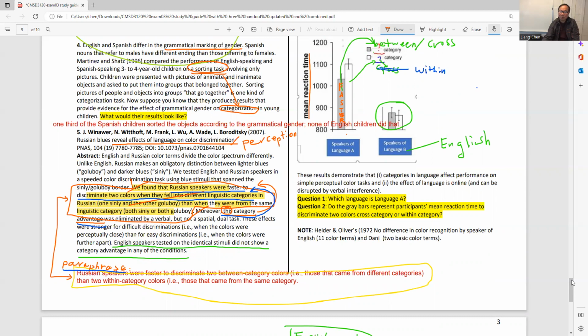Do the gray bars represent particular mean reaction time to discriminate two colors, cross category or within? We already mentioned the gray bar. This gray bar is between category or cross category. Right.